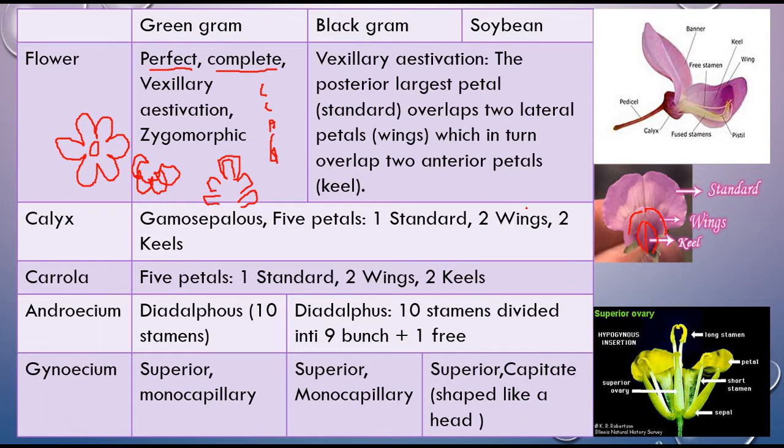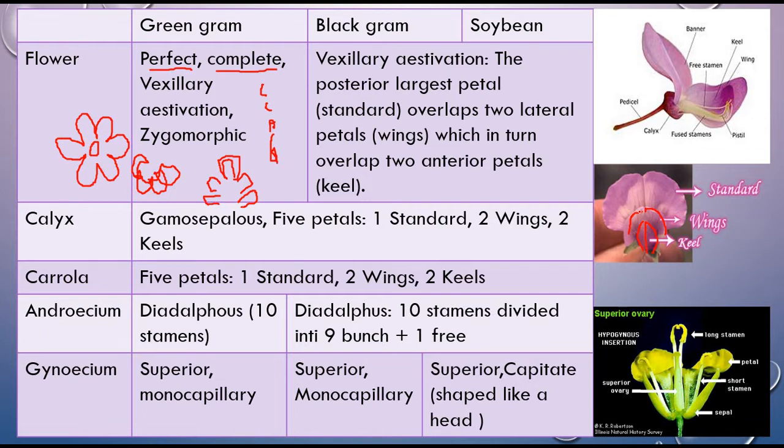This type of estivation present in pulse crops is called vexillary estivation, and it is also important from your objective point of view. So the definition of vexillary estivation is that the posterior largest petal, that is the standard, which is the outermost petal, overlaps two lateral petals, called wing petals, which in turn overlap the two anterior petals, called the keel.